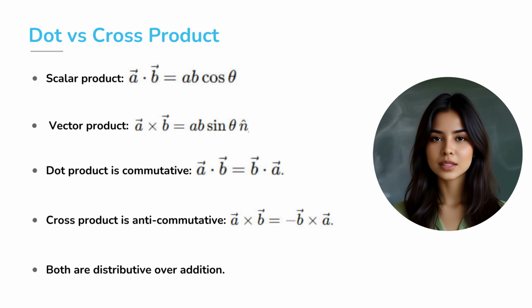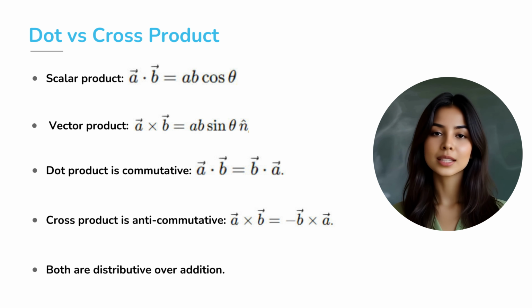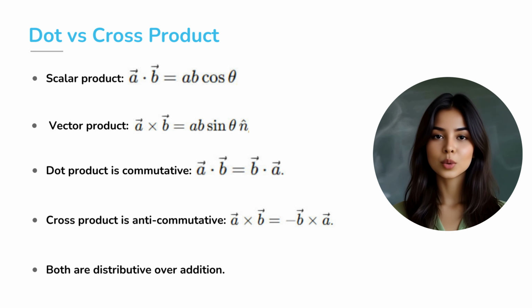The dot product is commutative, A dot B equals B dot A. But the cross product is anti-commutative, A cross B equals minus B cross A. Both share one thing though, they distribute over addition. Together, dot and cross products form the backbone of vector algebra in physics.